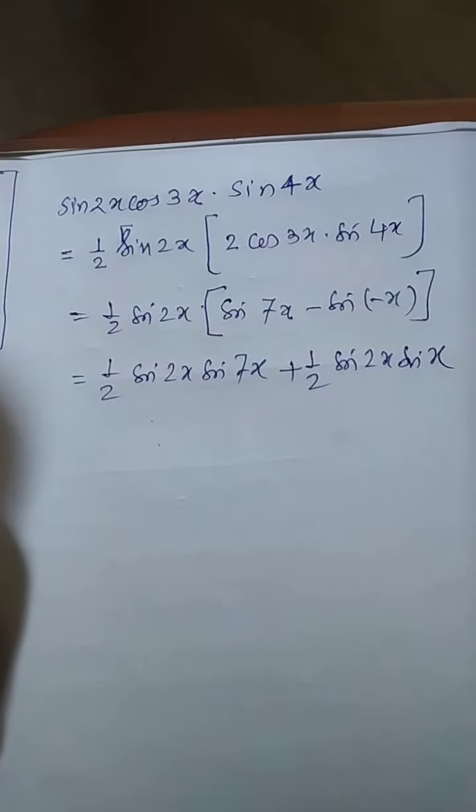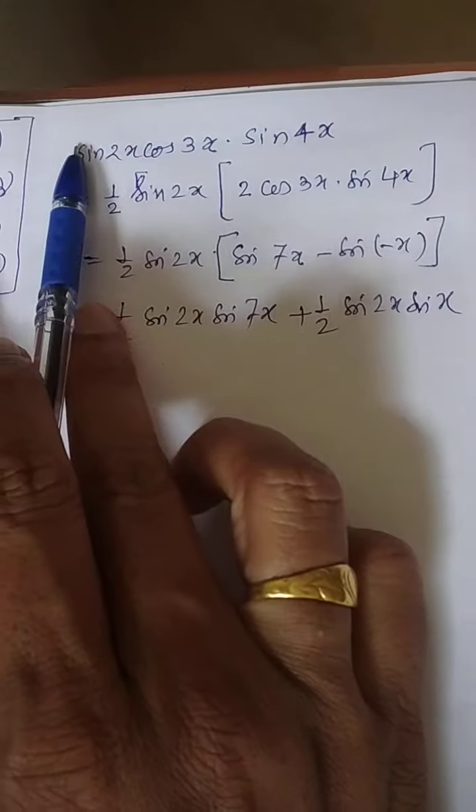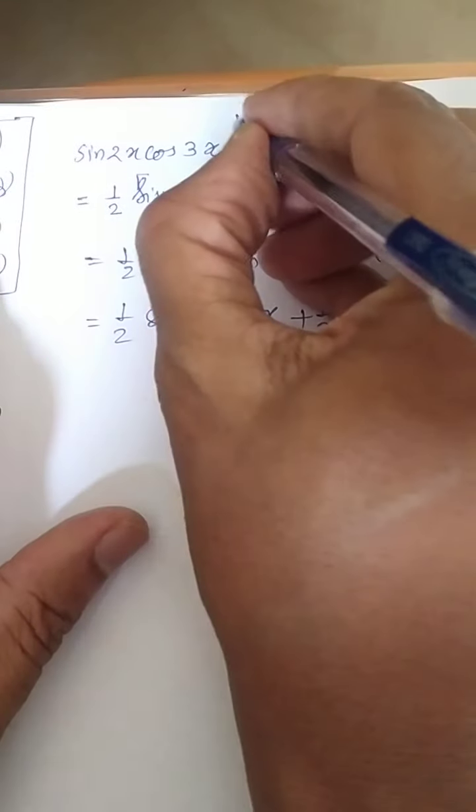Listen to this point. Is it over? Earlier 3 terms were there in the product. I am talking about P to S.